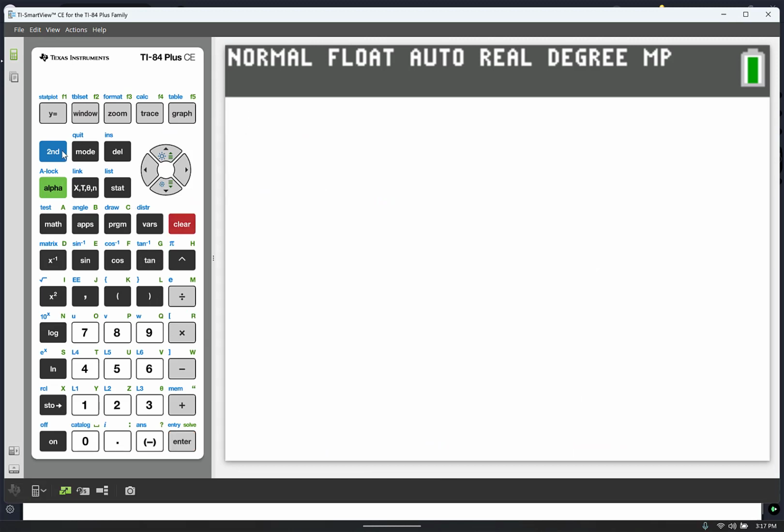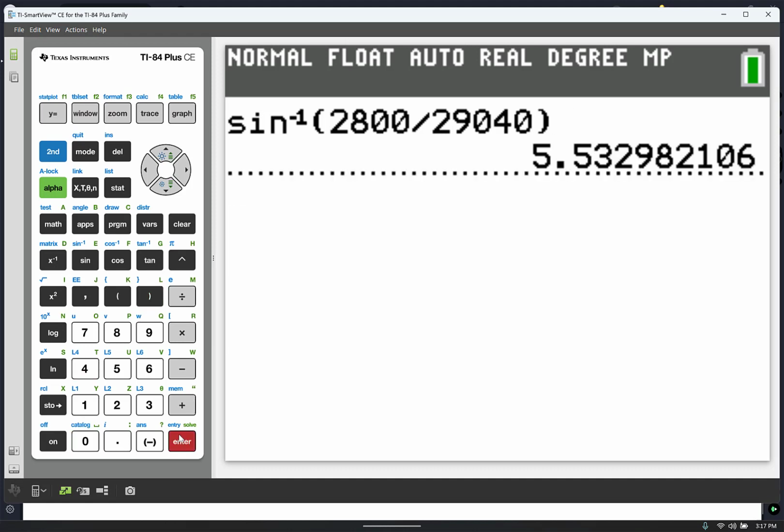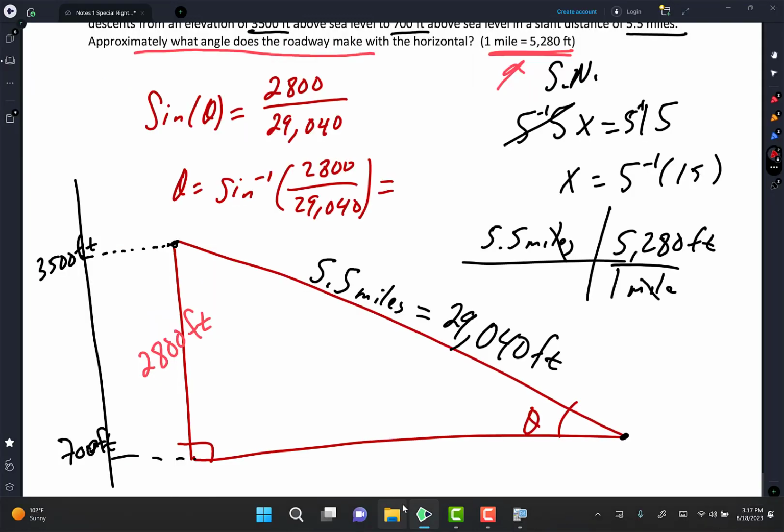All right, so I take my calculator, push second arc sine, and type my numerator over my denominator. What was my numerator? 2,800 divided by, what was my denominator? 29,040. Close it, push enter, and there it is. 5.5 degrees. Put a little degree symbol. We probably should have talked about degrees first and then gone into this, but I was ambitious, so sorry if I got into this really quick.